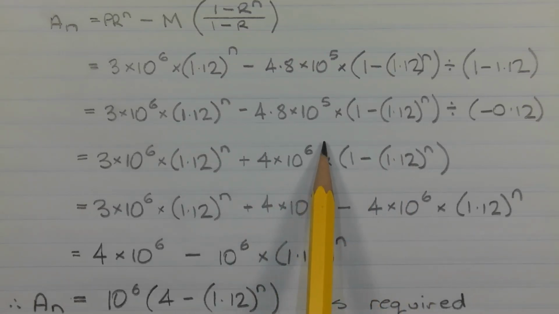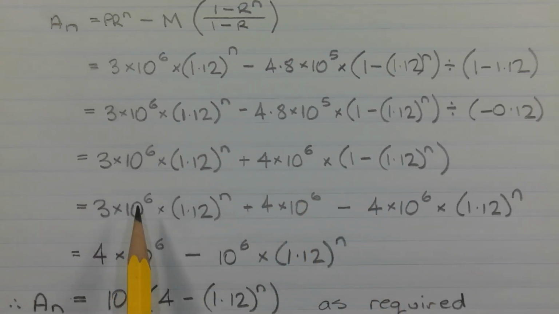Expanding the brackets here, we get A_N is equal to 3 times 10 to the power of 6 times 1.12 to the power of n plus 4 times 10 to the power of 6 minus 4 times 10 to the power of 6 times 1.12 to the power of n. We have two like terms. We have this term here, which can be combined with this term here. So we have 3 lots of 10 to the power of 6 times 1.12 to the power of n, taking away 4 lots of 10 to the power of 6 times 1.12 to the power of n. And this is our constant term, 4 times 10 to the power of 6.